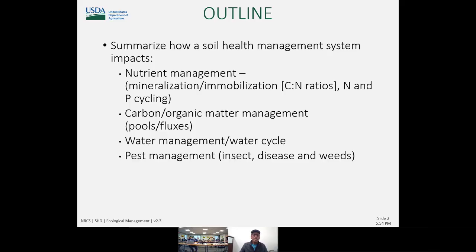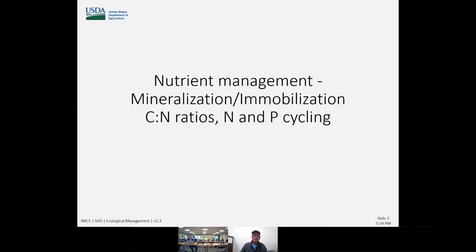Talk about also carbon and organic matter management, the pools and also fluxes. And we'll also touch a little bit on water management and water cycling. Pest management part of this ecological management is going to be insect, disease, and weed management. So let's start with the nutrient management and mineralization, immobilization, CN ratio, nitrogen, and phosphorus cycling.